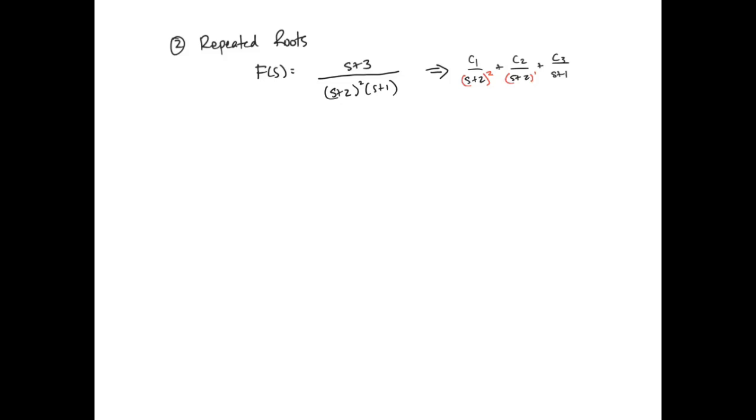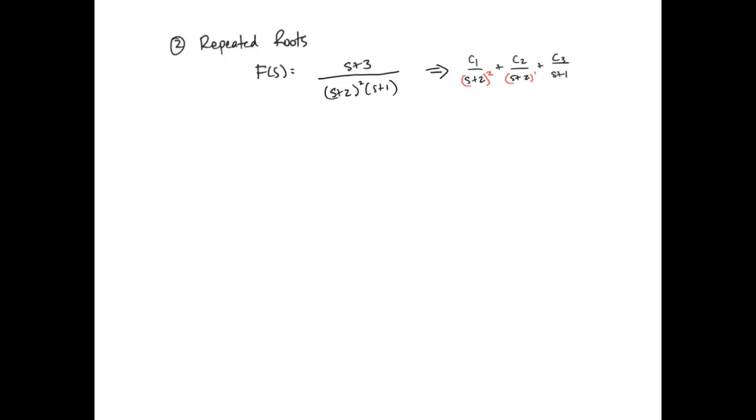Let's say, for example, you had s plus 3 divided by s plus 2 to the power of 3 times s plus 1. Then you would have C1 over s plus 2 cubed, plus C2 over s plus 2 squared, plus C3 over s plus 2, plus C4 over s plus 1. So you can see the pattern there. It's important with repeated roots that you don't follow exactly the same method as the video before.